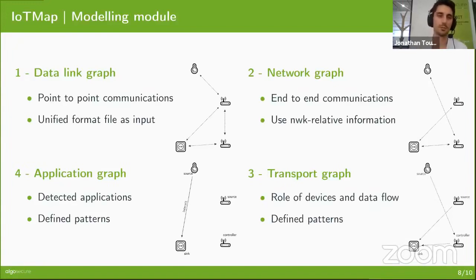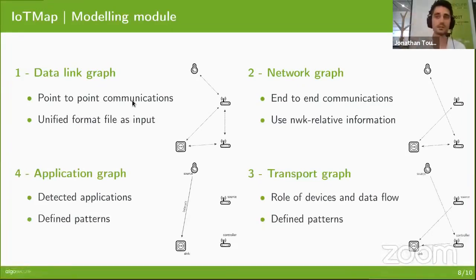We use an iterative approach and start from the data link graph. The data link graph highlights some point-to-point communications. As you can see in the picture, right to the text, we have 4 different devices where each communication between 2 devices is represented by an arrow representing the orientation of the communication. And the unified file format is used to produce this data link graph.